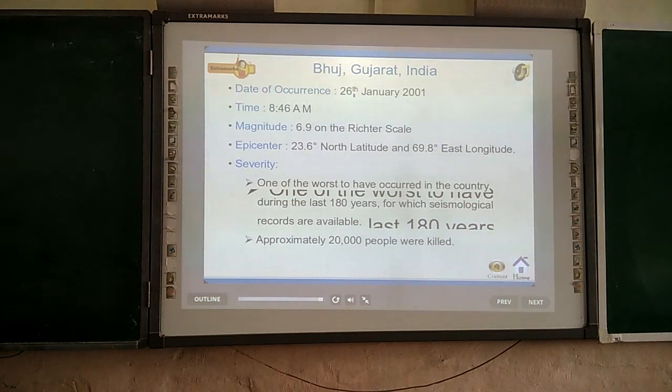Approximately 20,000 people were killed. Over 6 lakh people were rendered homeless. Damage estimates in US dollars was about $1.8 billion.